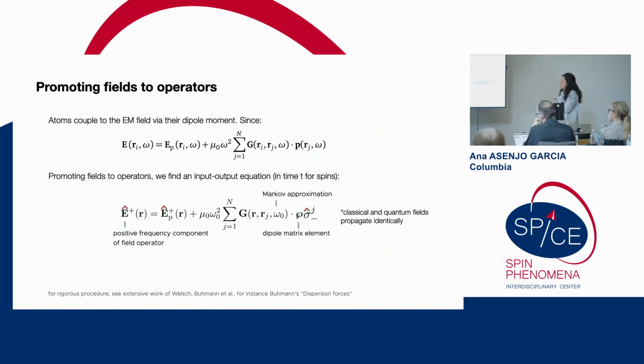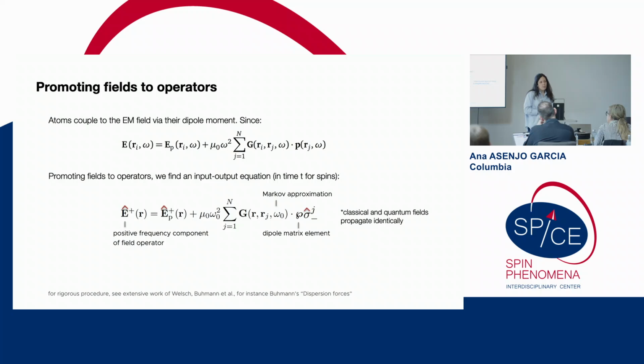So, if now we try to do this in a quantum mechanical way, the typical thing to do is to promote the complex numbers to operators. And this gives rise to an input-output equation that gives me the output field via an input one. The input one is this EP, the positive frequency component of the field operator. And then what I've done is that I've transformed the classical dipole into a quantum dipole.